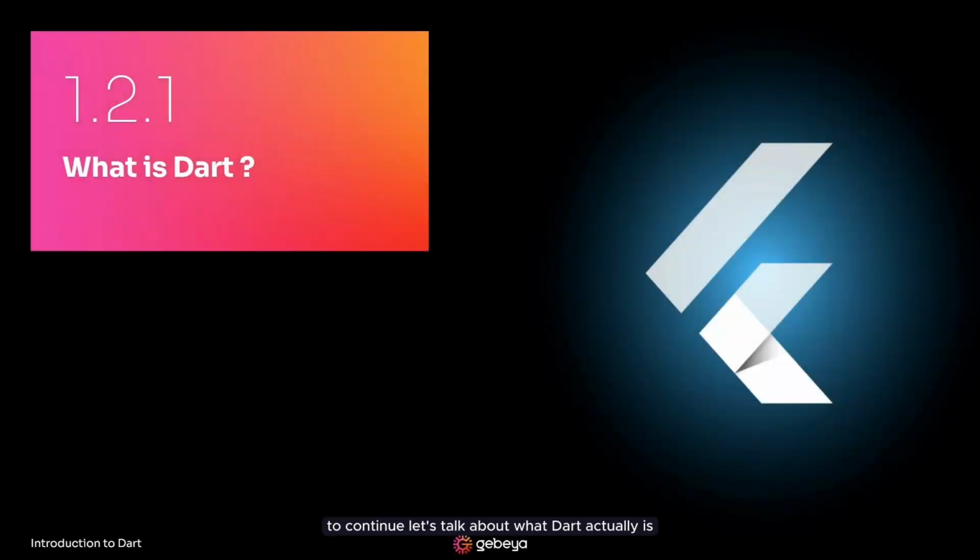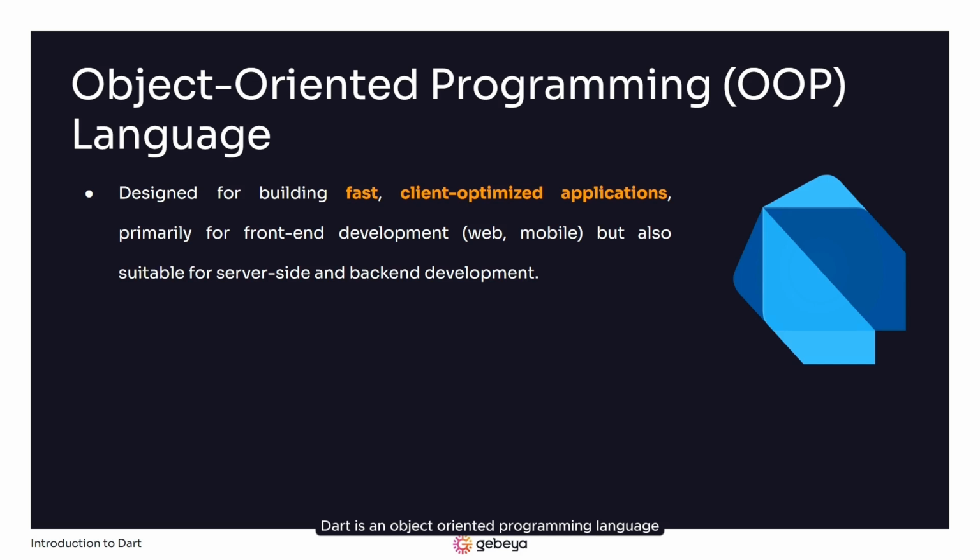To continue, let's talk about what Dart actually is. Dart is an object-oriented programming language, meaning it uses the concept of classes and objects to structure your code. It is designed for building fast, client-optimized applications, making it perfect for front-end development, including web and mobile apps, while also being suitable for server-side and back-end development.